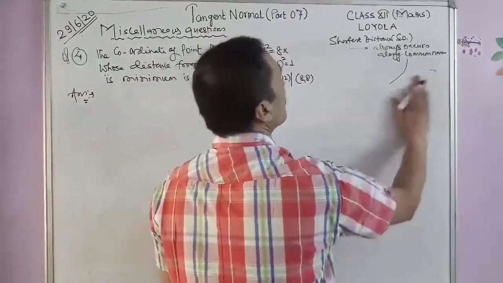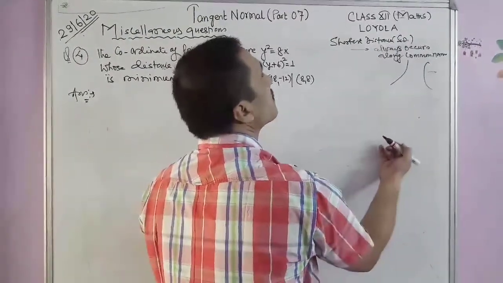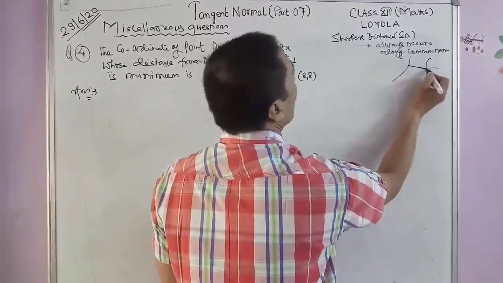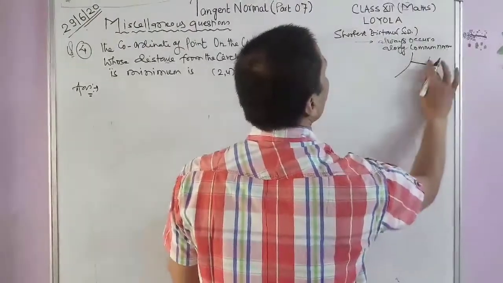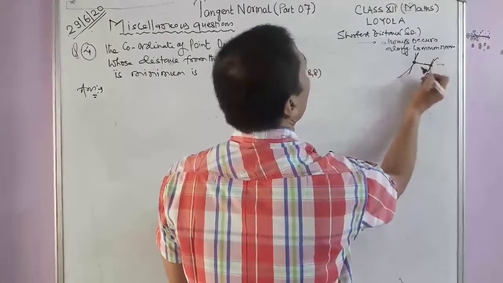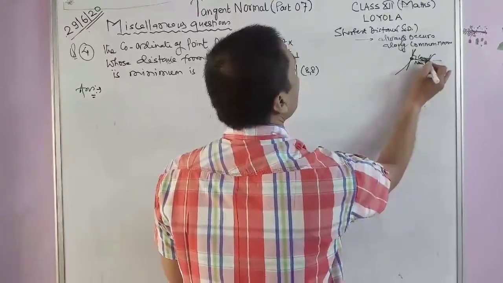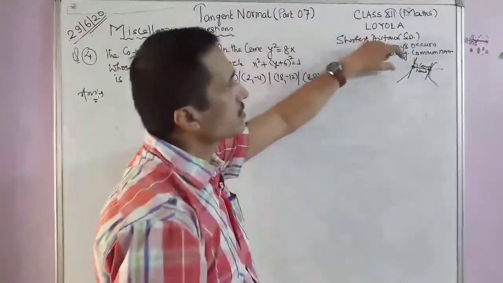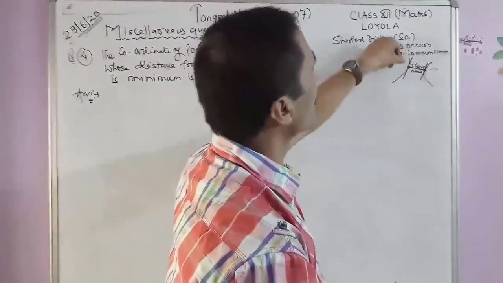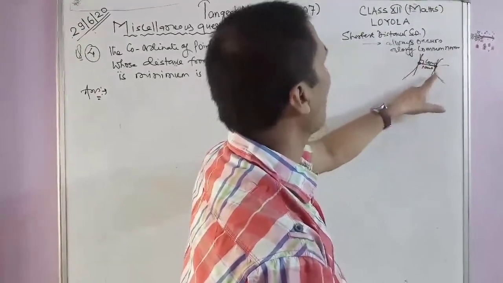If we have two curves, this and this, the shortest distance between two curves always lies along the common normal. Common normal means here this is a tangent, this is a tangent, and this is the common normal. Obviously these two tangents will be parallel.